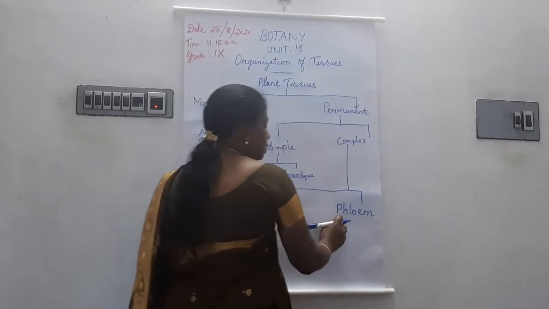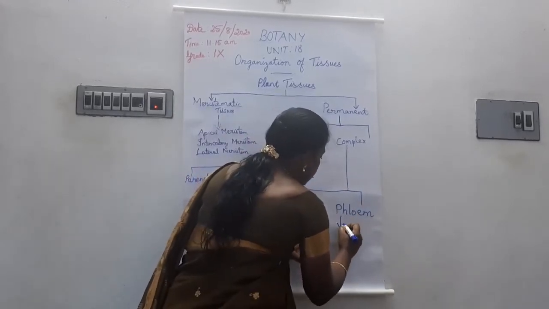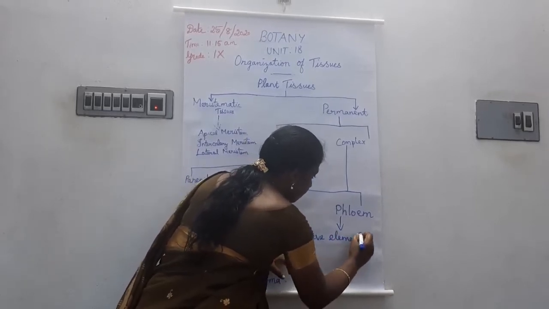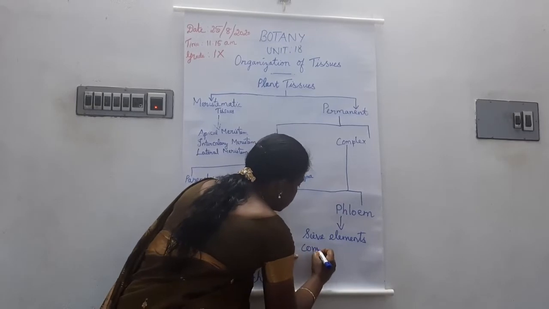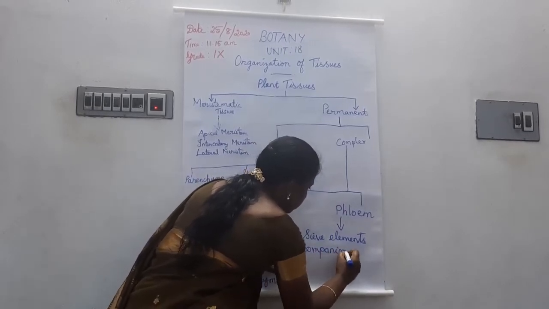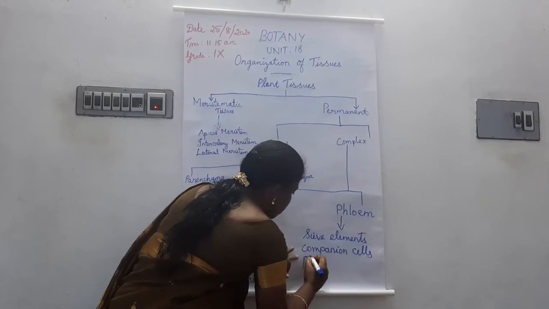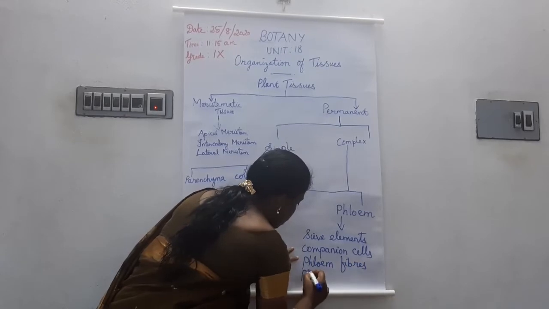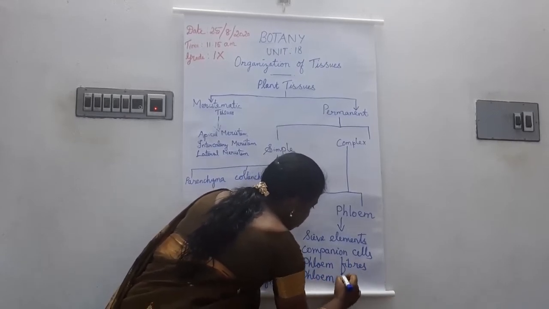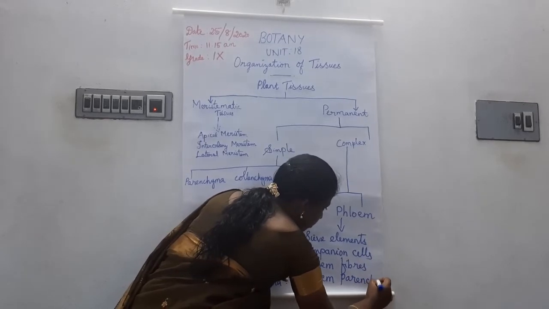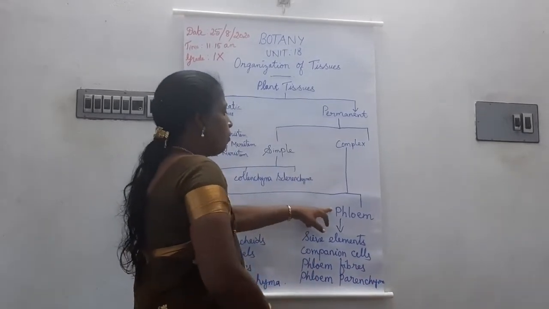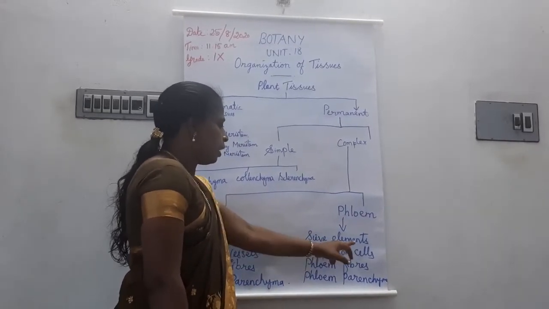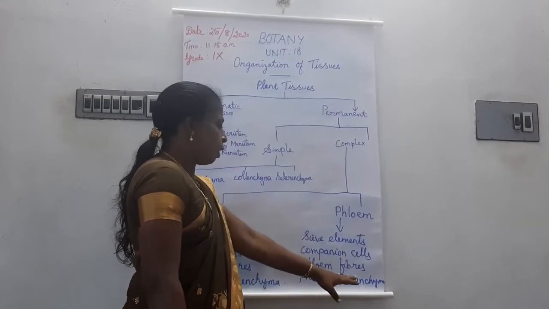The phloem consists of four types of tissues. They are sieve elements, companion cells, phloem fibers and phloem parenchyma. So the phloem consists of four types of tissues: sieve elements, companion cells, phloem fibers and phloem parenchyma.